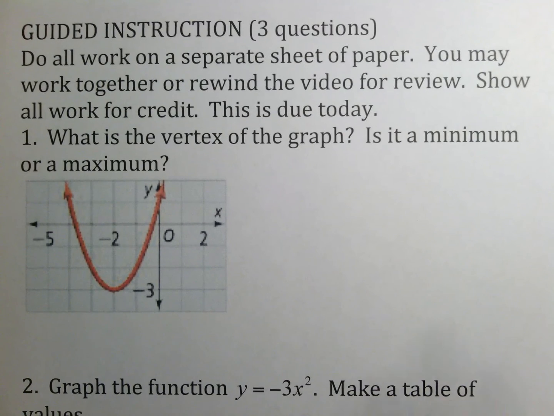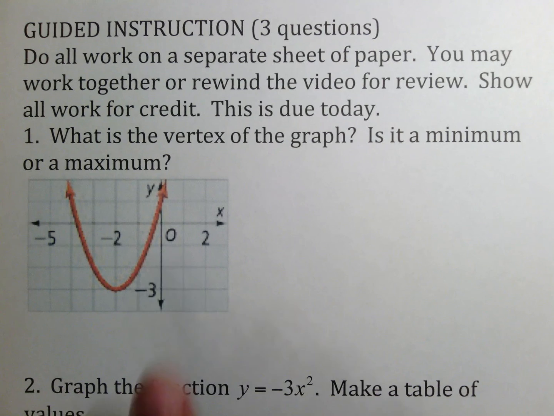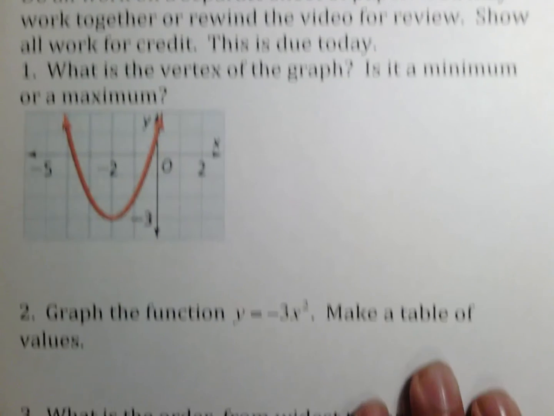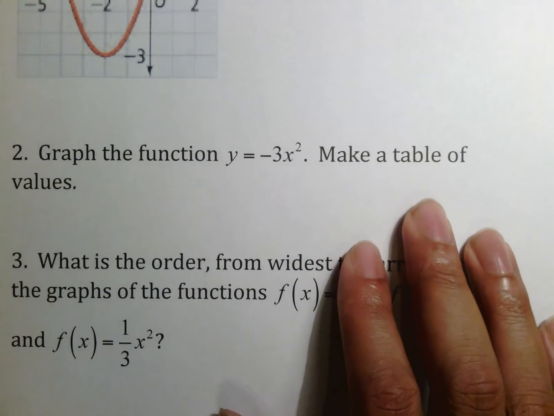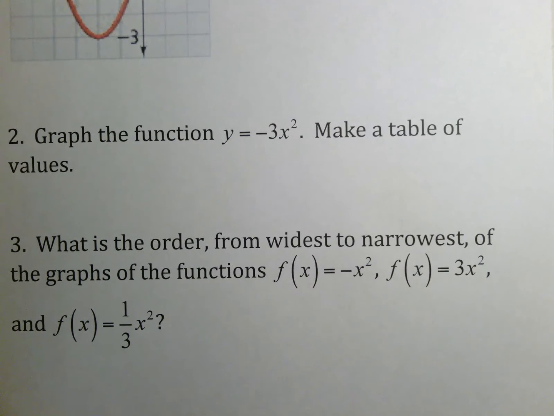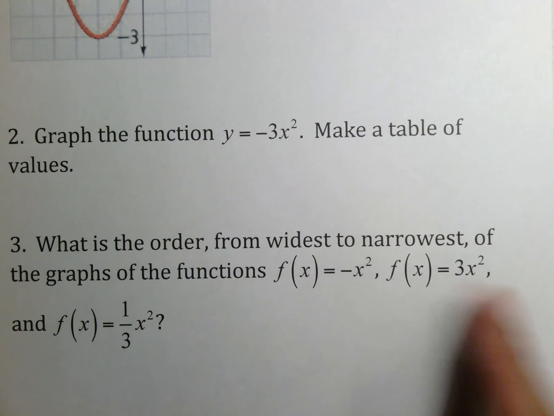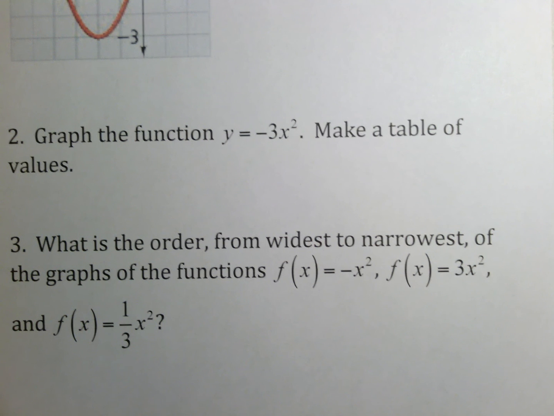So question number 1 is simply asking what's the vertex of the graph. It wants to know if it's a minimum or a maximum. Question 2 wants you to set up a table and graph y is equal to -3x squared. And question 3 wants the order from most narrow, or from widest to narrowest of the 3 graphs. So you're supposed to look at these 3 things and put them in order from widest to most narrow.